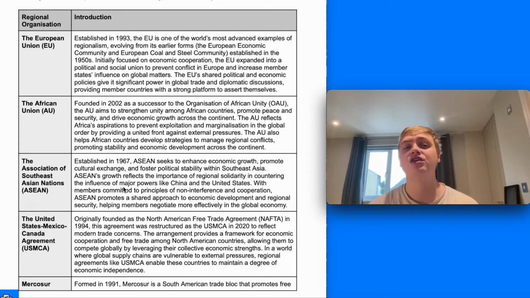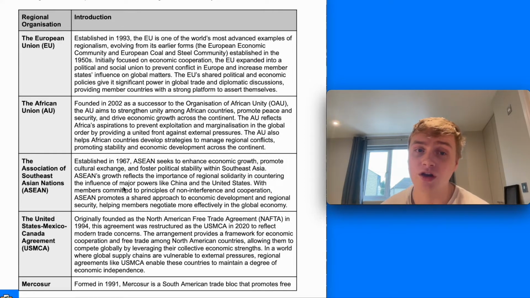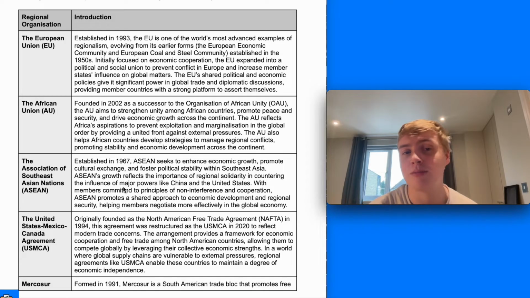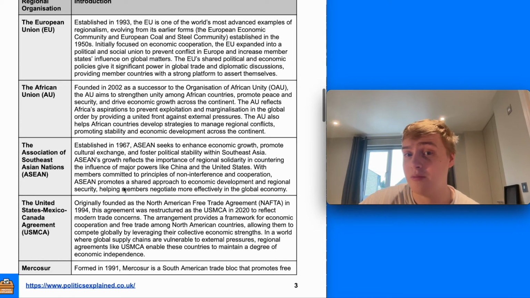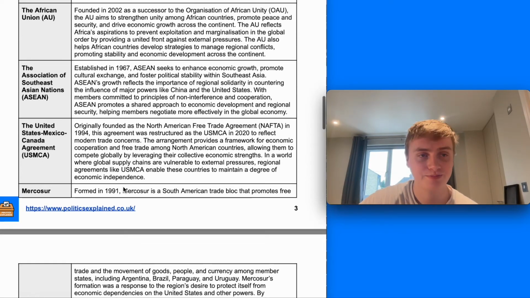So then, what are the key regional organisations? First key one that you'll of course know is the European Union. It's one of the most advanced examples of regionalism, evolving from its earlier forms, the European Economic Community and the European Coal and Steel Community, established in the 50s. It initially focused only on economic cooperation, but has expanded into political and social union to prevent conflict in Europe and increase member states' influence on the global stage. Its shared political and economic policies give it significant power in global trade and diplomatic discussions. And of course, we'll look in way more detail in a couple of videos at the European Union.